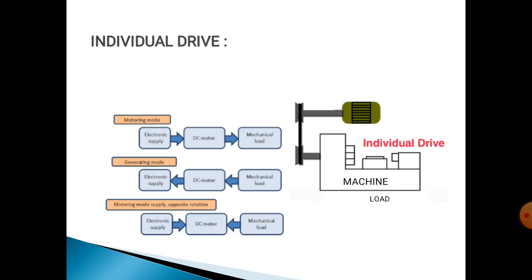This is the diagram of an individual drive. In this drive, each individual machine is driven by a separate individual motor. This motor also imparts motion to the various parts of each and every machine. Applications of individual drive include integrated parts of drilling machines, lathes, single spindle machines, and universal motors.